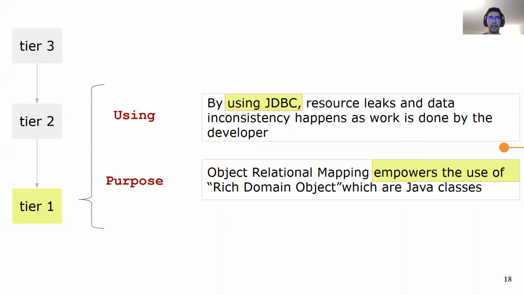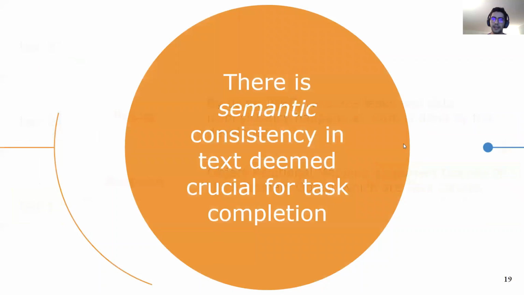There are other frames and other examples available in our paper, and I encourage you to look at them for an in-depth explanation. But regardless, this analysis led to one of our key observations, which is that despite different perceptions of relevancy, there is consistency in the text perceived as crucial for completing a task. And this consistency is captured by frame semantics.